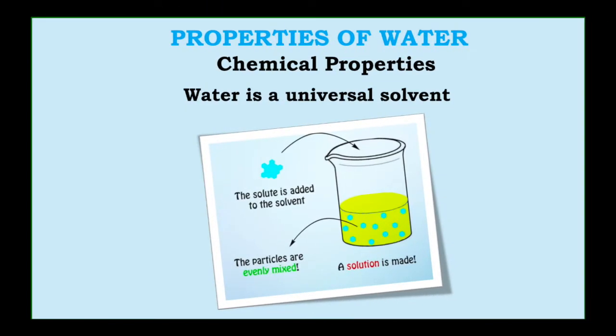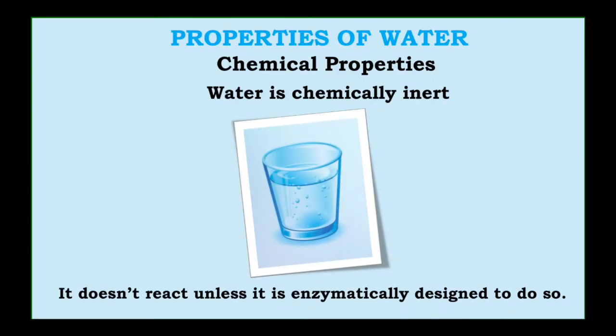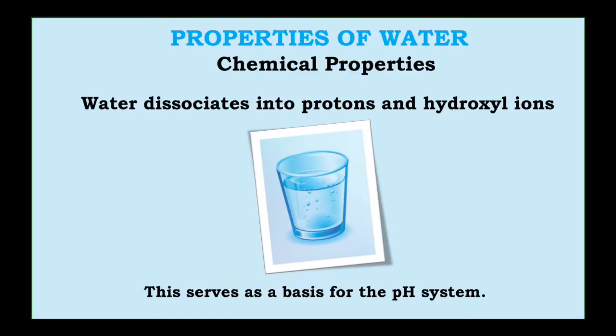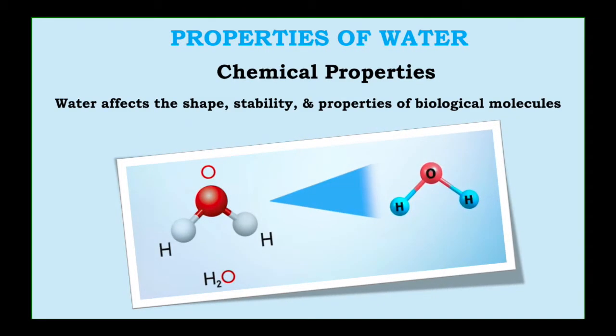Now let's talk about the chemical properties of water. Water is a universal solvent. Water dissolves more different kinds of molecules than any other solvent. Water is chemically inert. It doesn't react unless it is enzymatically designed to do so. Water dissociates into protons and hydroxyl ions. This serves as a basis for the pH system. Water affects the shape, stability, and properties of biological molecules because water forms a hydrogen shell around them.